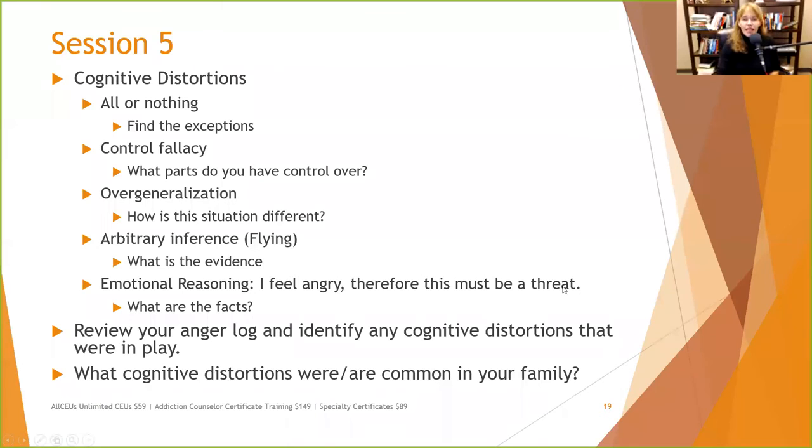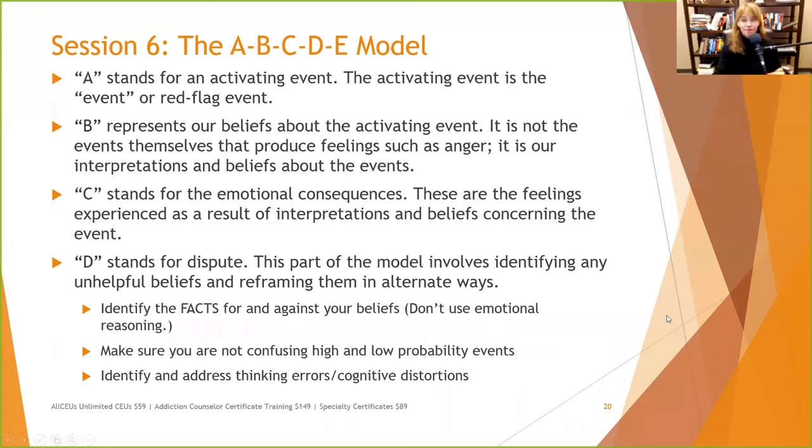So again, reviewing the anger log and identifying cognitive distortions that were in play, and then talking about what cognitive distortions were or are common in your family. So you notice we didn't talk about immediate and preventative strategies this time. You may have already gone through all that. You may choose to go through it again. But now when we're processing the anger issue, we're going to add on to it what cognitive distortions were in play. And, is this something you learned from your family?